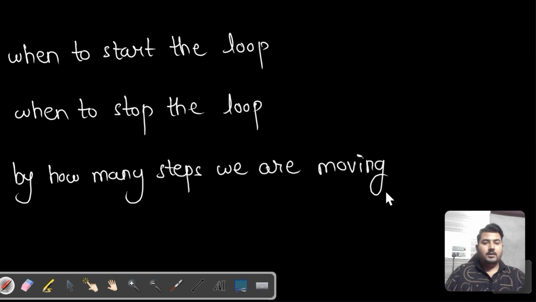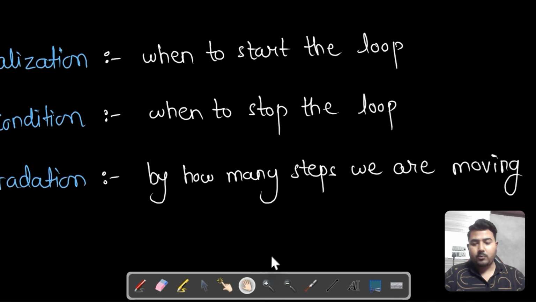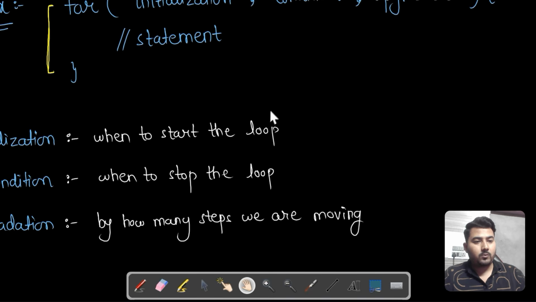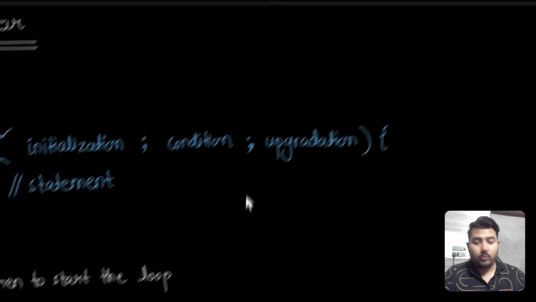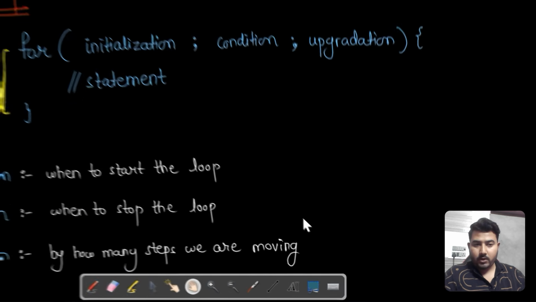What it means is, right now, let's suppose I'm standing at 0 kilometers. In one step, am I going to the 100th meter, or to the 1 kilometer mark, or to the 10 kilometer mark? By how much distance am I taking the steps? That's what our upgradation looks like. When I give you an example, it will be much clearer, but as of now, this is what the syntax of a for loop looks like. Please make sure to make a note of it. I'm hoping you have written down the notes.